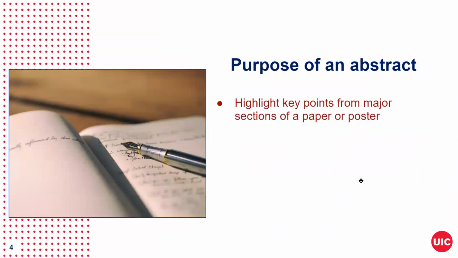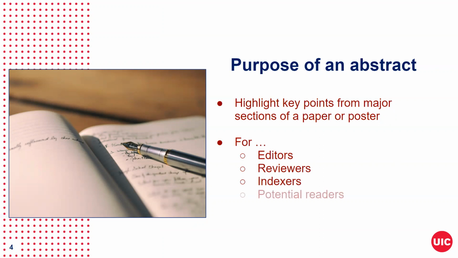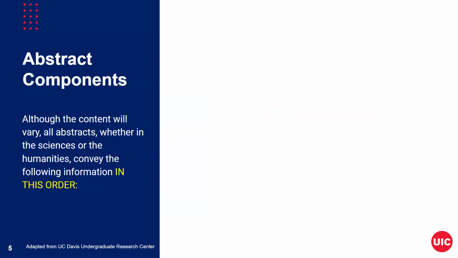So the purpose of the abstract is just to give readers a brief highlight of the key points of your paper or poster. People who read these are editors, reviewers, indexers. These are people who work for the library and figure out keywords so that your published work can show up in a search. Other conference attendees.